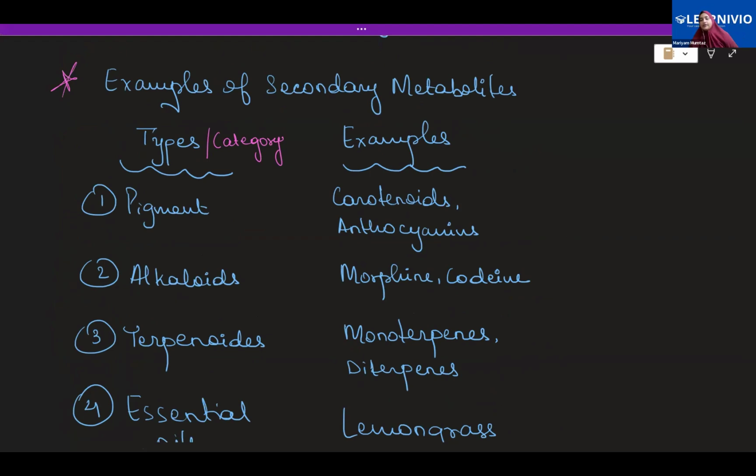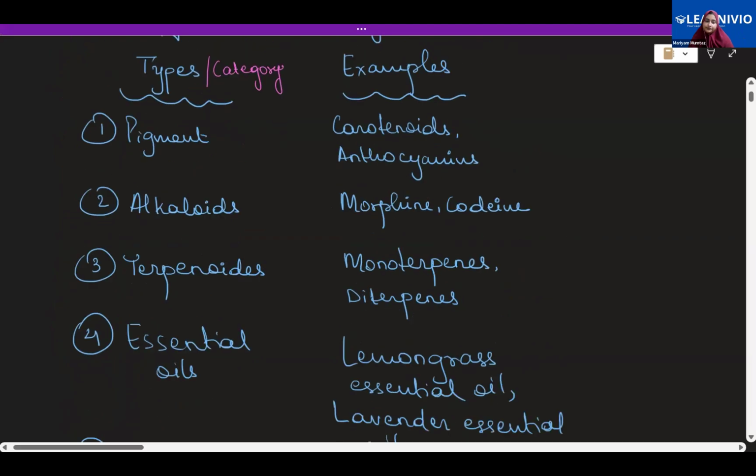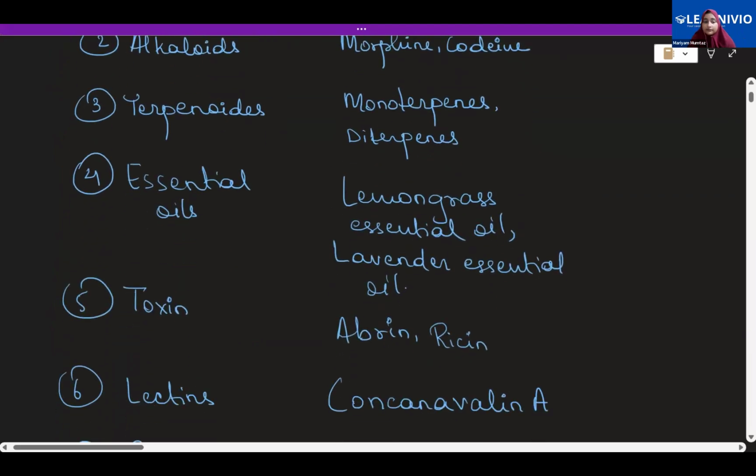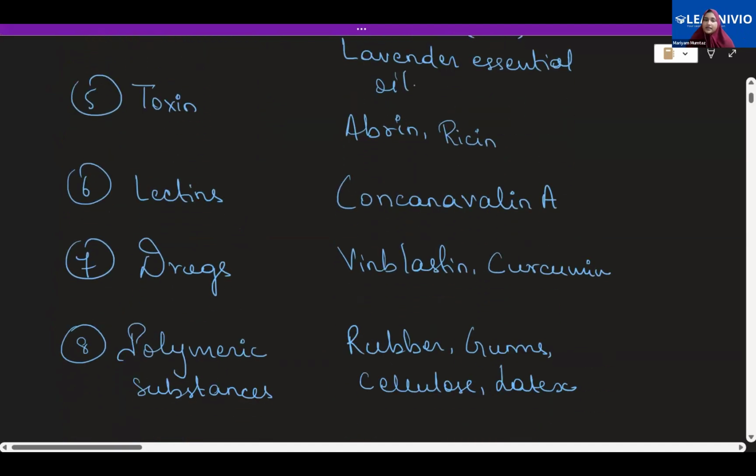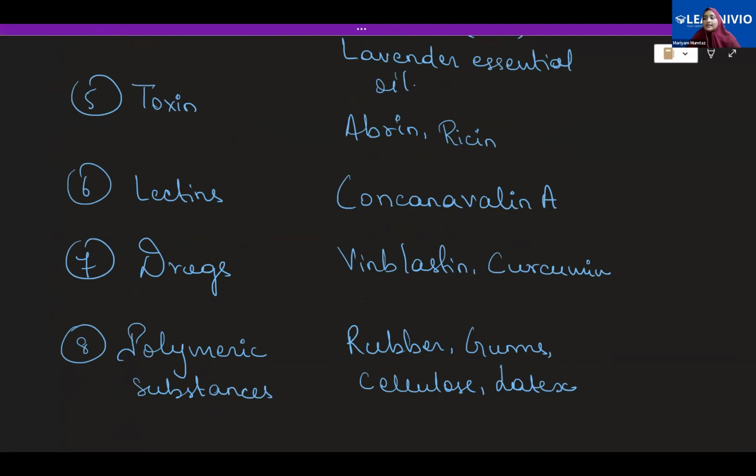Any doubts up until now, students? Ma'am, what are lectins? Lectins are again secondary metabolites that are found in the plants. Okay, they are produced as, you can say, a process wherever a plant needs to defend itself against any kind of stress it undergoes. So in that, understood?